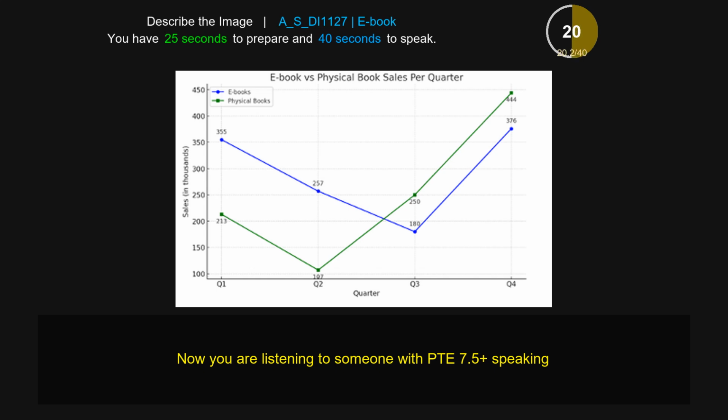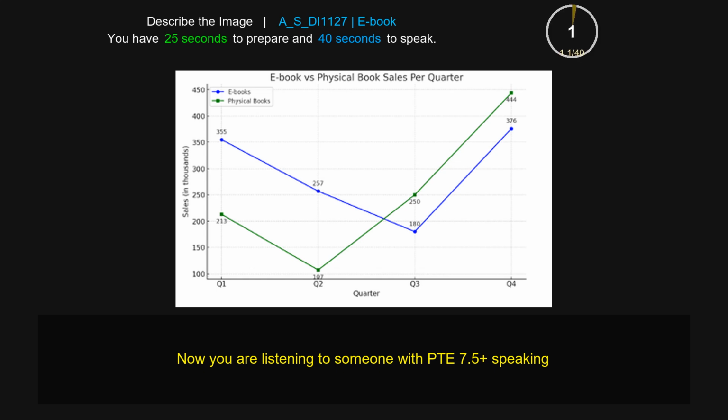For physical books, the number in quarter 4 is the highest at 444, while the lowest is in quarter 2 at 197. We can also see other quarters like quarter 1 and quarter 3. To sum up, this image tells about ebook versus physical book sales per quarter.